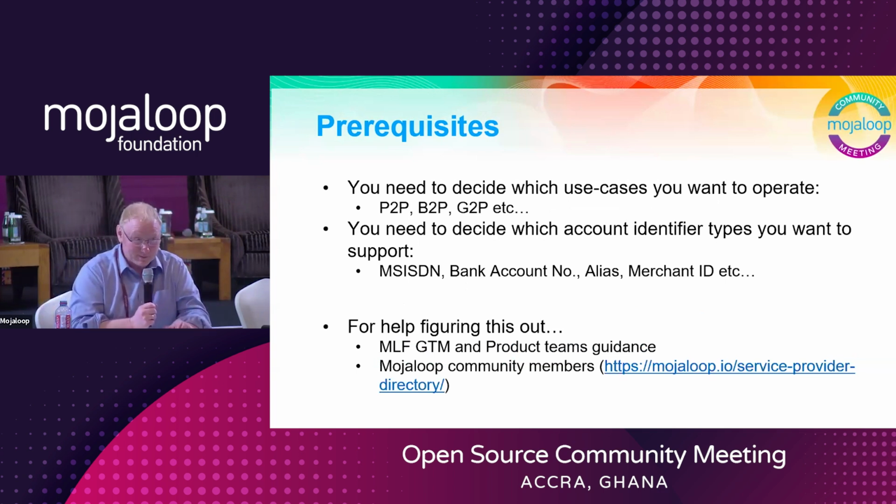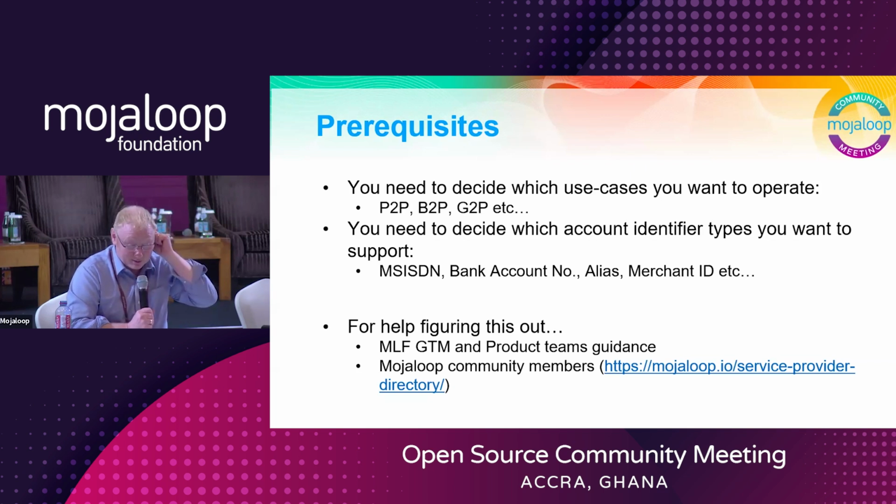Okay. So there's a couple more questions you need to think about. You need to decide which use cases you're going to operate. This is very often a phased approach. In fact, it's very often sensible to start with some simple use cases, or even one simple use case, and build upon that. You also need to think about which type of account identifiers you're going to use.